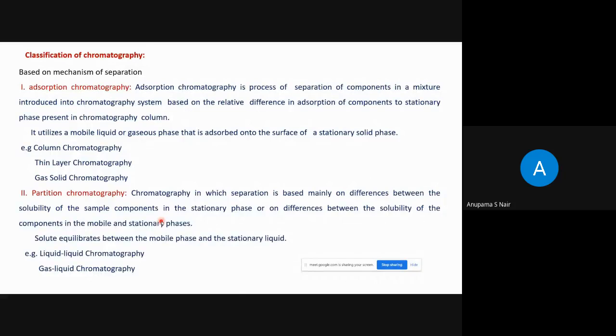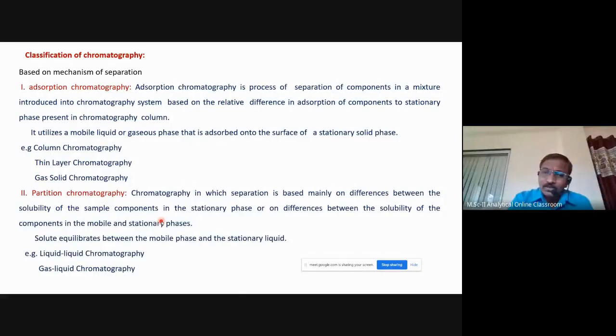Substance soluble in mobile phase. Yes, those substances which are soluble in mobile phase always come faster as compared to the substances which are soluble in stationary phase. On that basis, the difference between the solubility is called partition chromatography, and on the adsorption capacity of the stationary phase for a particular component, they can be separated on the basis of adsorption chromatography. On that basis, they can be classified again here. Mostly liquid-liquid chromatography and gas-liquid chromatography are involved in this case.